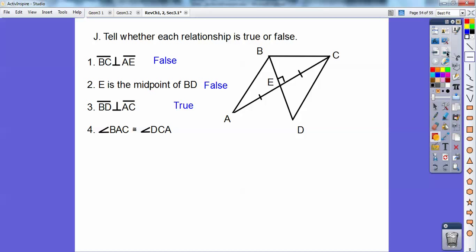And then finally, this is false because they look like they're congruent. Angle BAC is where my cursor is. Angle BAC, so it's this angle right here. And angle DCA is this angle. This angle looks like it equals this angle, but I can't assume it is because they didn't tell me that this line was parallel with this line. So that's why that one's false right there.